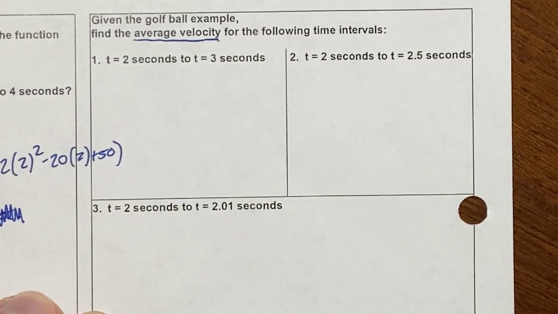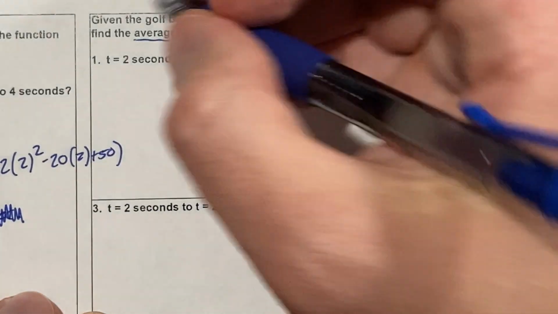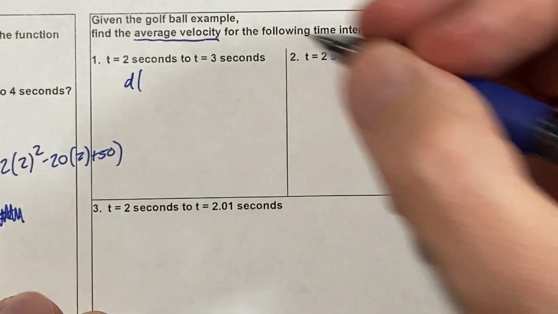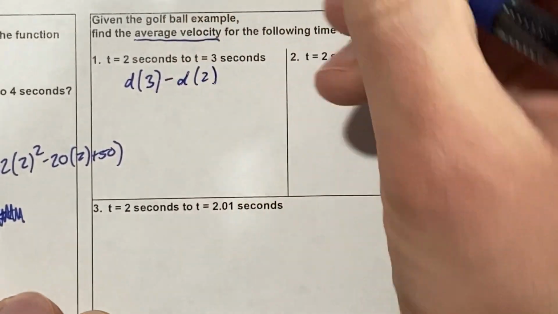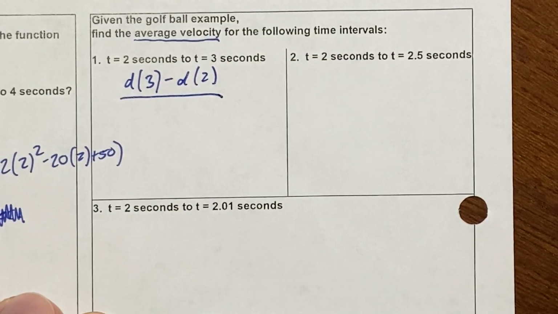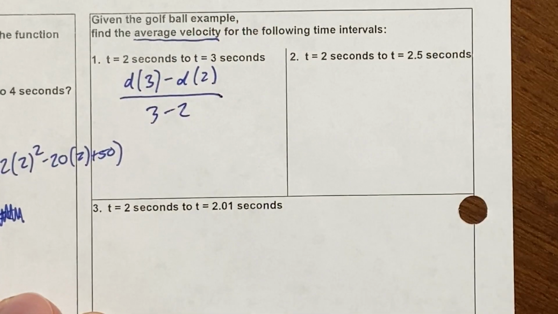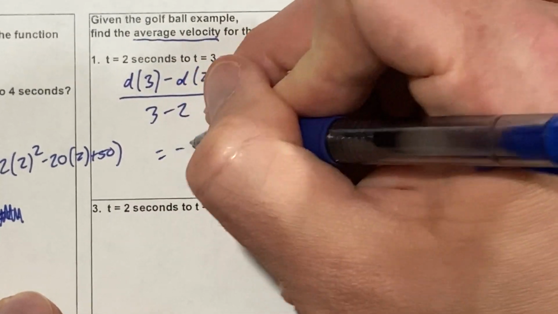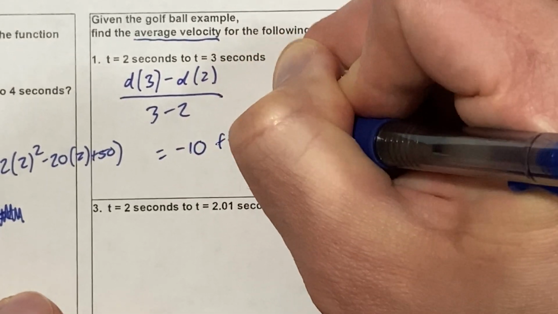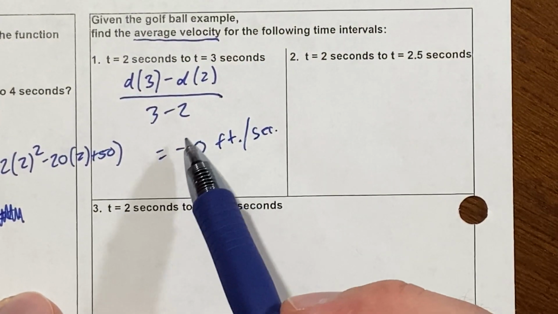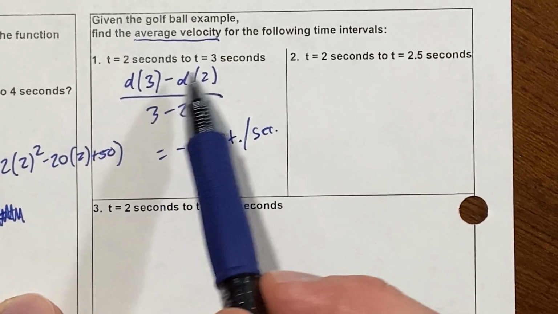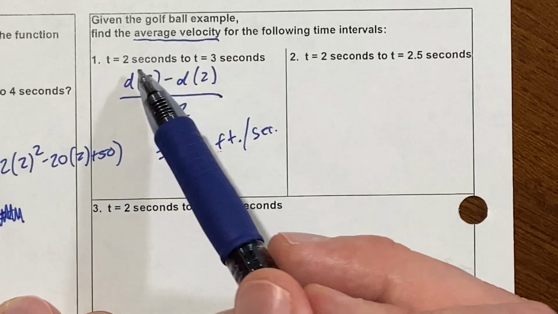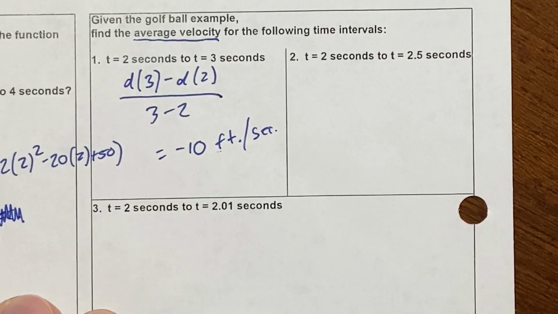Find the average velocity between 2 and 3 seconds. I'm going to say d, since it said that over there. d of 3 minus d of 2 over 3 minus 2. And your average velocity for this one is negative 10, and this one is feet per second. This is average velocity. So it's traveling away from you at 10 feet per second on average from 2 to 3 seconds.